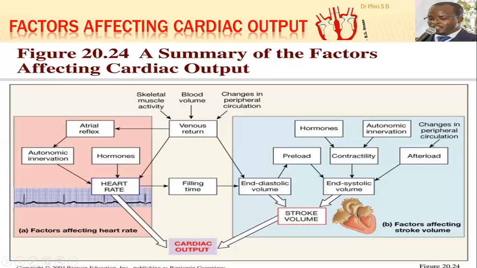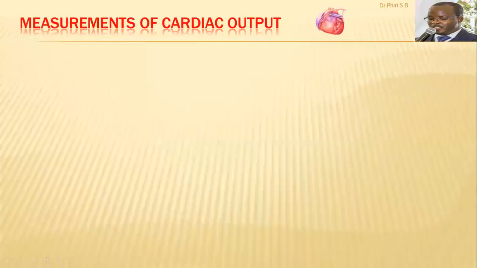So with changes in the peripheral circulation, if there is an increase in resistance because of hypertension, that will increase the afterload. If the afterload is increasing, the end systolic volume is going to increase, and less blood will be ejected into the aorta, so the stroke volume will reduce. Then the last slide, like I said, is the measurements of the cardiac output.